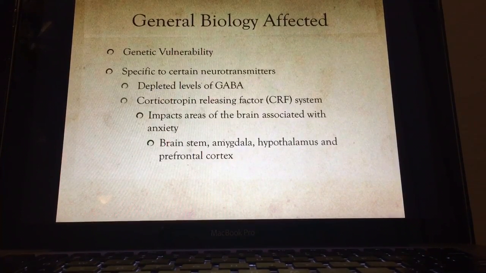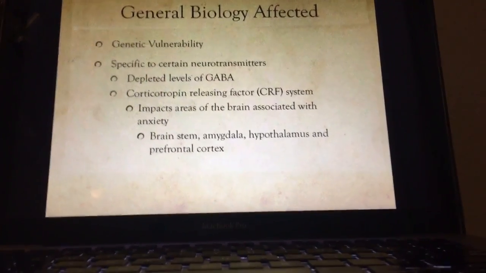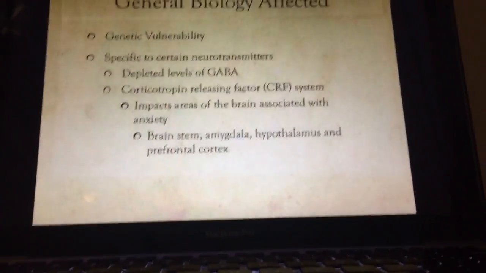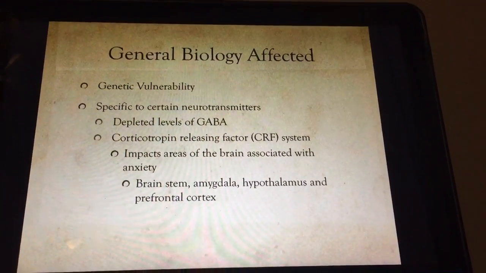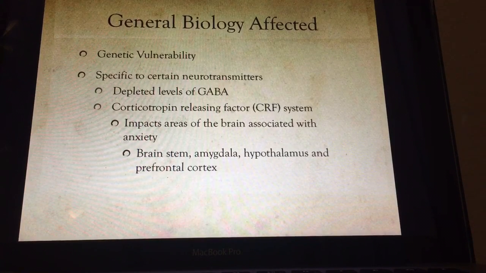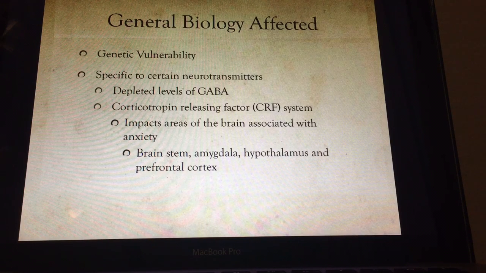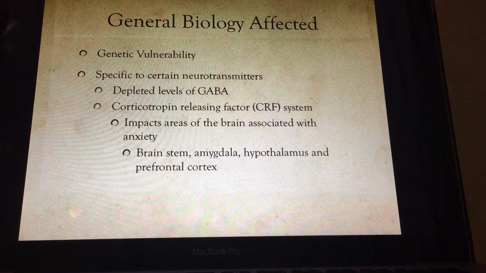Some general biology affected is genetic vulnerability. This means that it can or cannot be in your genes, and it is common among some family members. Specific to certain neurotransmitters, this can be depleted levels of GABA or the corticotrophin releasing factor, CRF system. This impacts areas of the brain associated with anxiety, and the areas of the brain that are associated with anxiety are the brain stem, amygdala, hypothalamus, and the prefrontal cortex.